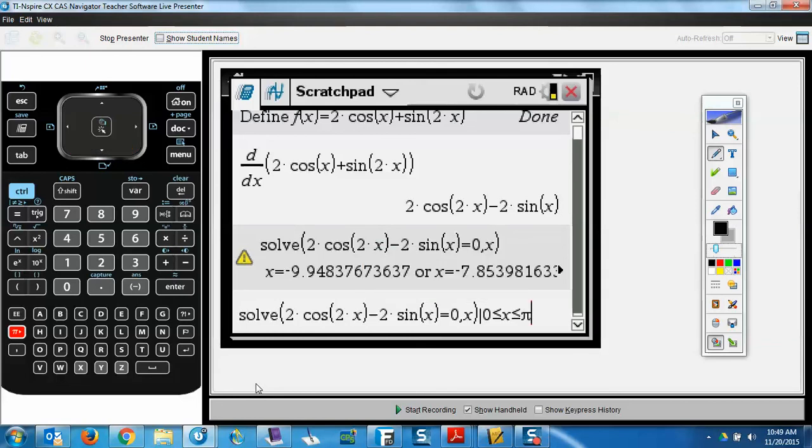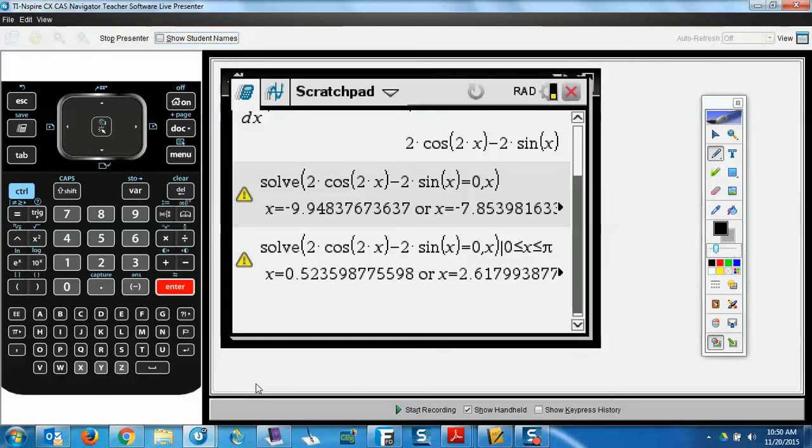Okay, and now we can hit enter. Nope, there's no parentheses on it or anything. Your solve is already closed. You put that on the outside of the close, or the parentheses, and there we go. So we got 0.52. Now let's go 3 decimal places.